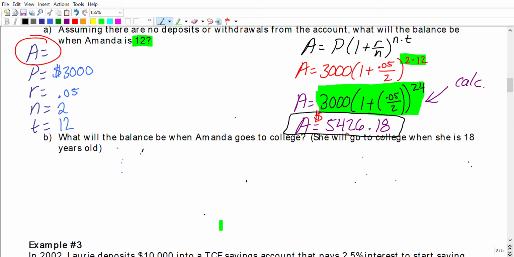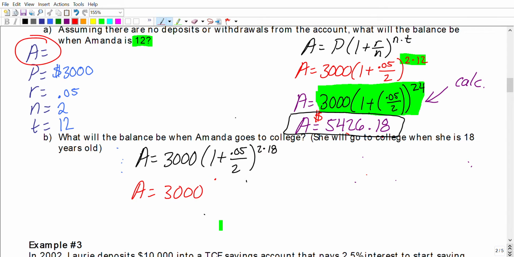So once again, let's do our equation. So this is P 3,000. 1 plus my rate is still 0.05. My N is still 2. But now my T is 18. So once again, let's write what we should be typing into our calculator.